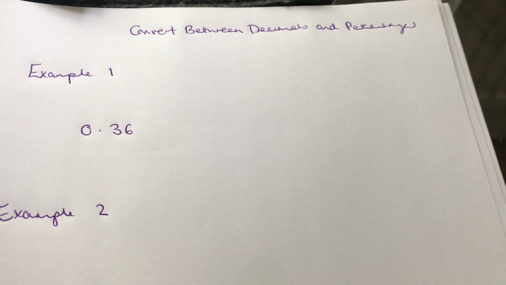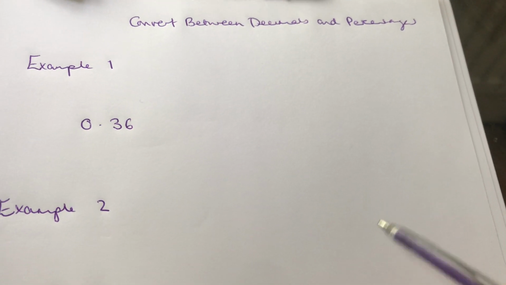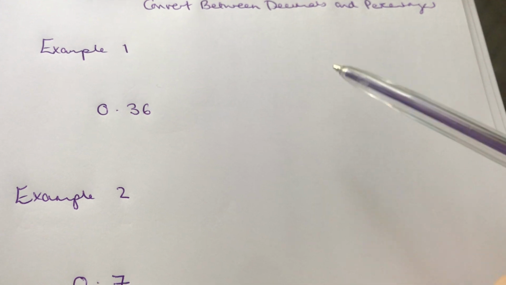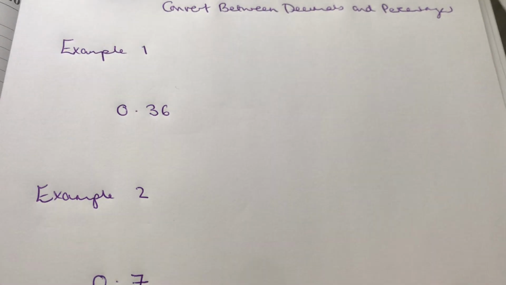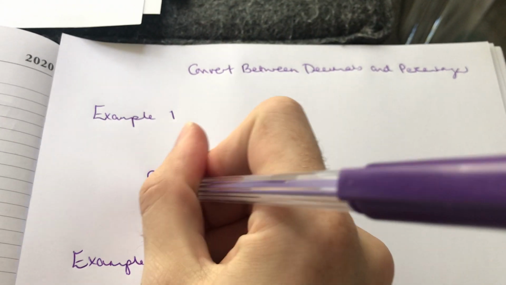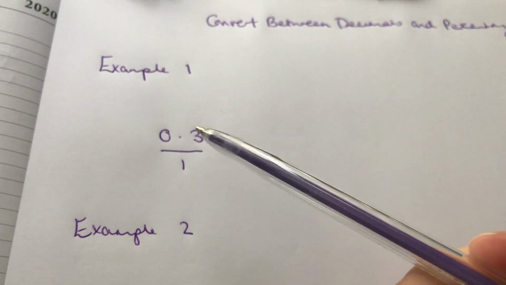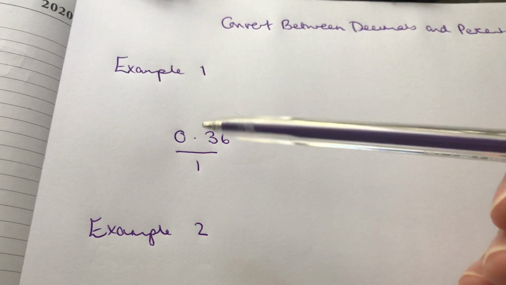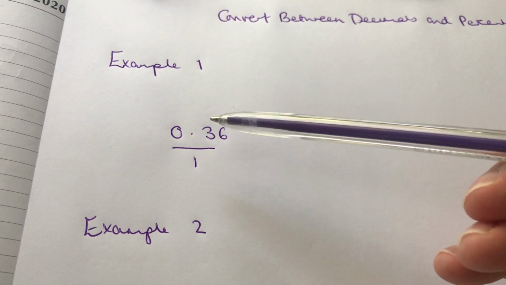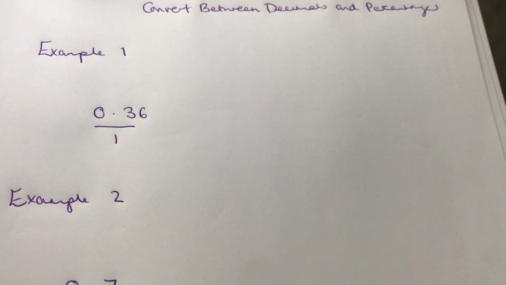Hello everyone, we're going to be converting between decimals and percentages today, starting off with decimals to percentages. So, decimals, what do we know about decimals? Well, decimals are the same as fractions over 1. So a decimal always has the denominator of 1. So it's expressed as a part of the whole, which is 1. That's what a decimal is. You hopefully remember that from before.